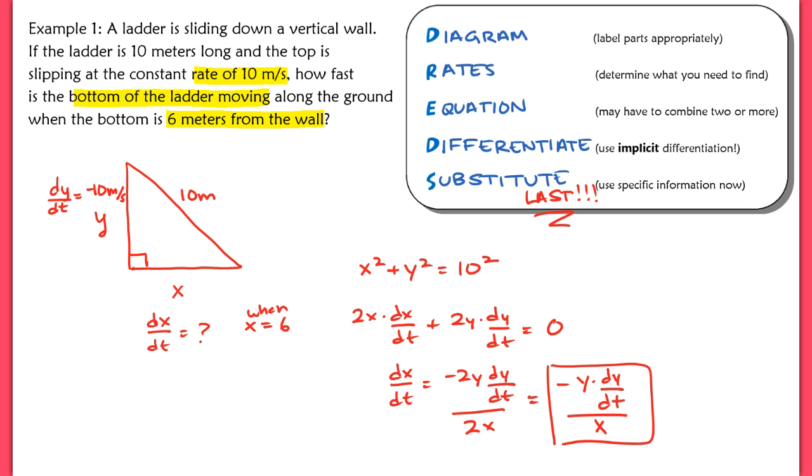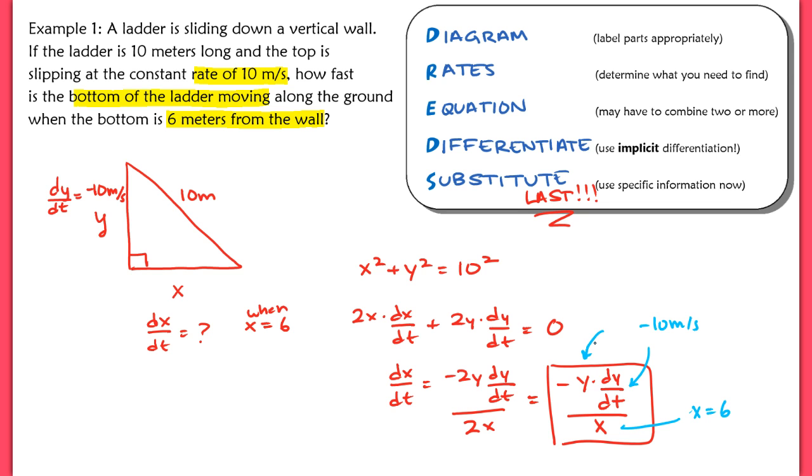All right, so again, we have dy/dt, right? We already know this value. That's negative 10 meters per second. We have x, that value is supposed to be 6, right? At 6 meters from the wall. The only thing we're missing is y. And here's where students get stuck, or they pick an inappropriate value for this.